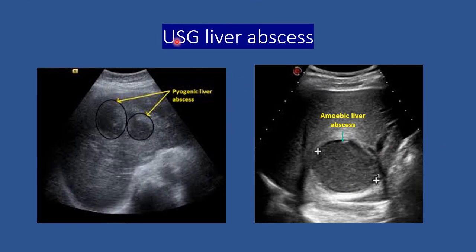These are ultrasound images of liver abscess. This is a pyogenic abscess. In this case, there are two abscesses in the liver, and this is an amoebic liver abscess, which is usually solitary and large.